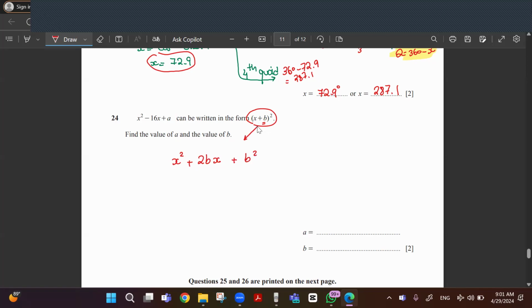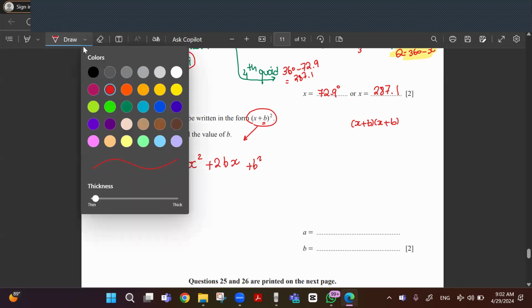So what did I do? I expanded this. But how did I expand this? If I know the rule, I expand it directly. If I don't know, I can write it as (x plus b) multiplied by (x plus b), then get the answer. How should I write it? The first power 2, so x power 2. The second power 2, so b power 2. Then multiply the first by the second by 2, so it will be plus 2bx.